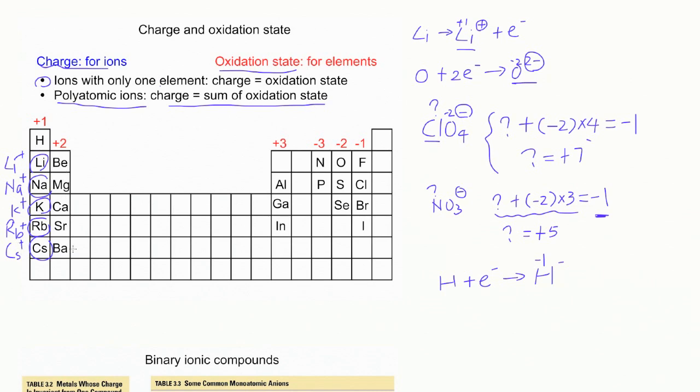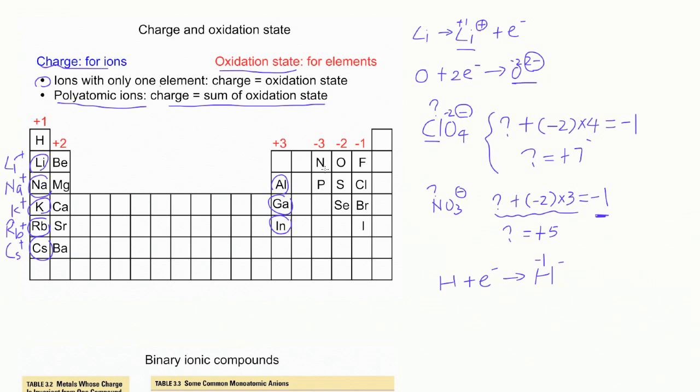For beryllium to barium, those 5 elements, in most chemical reactions they always lose 2 electrons to get the 2 positively charged ion. So therefore, the oxidation state for those 5 elements is always positive 2. Aluminum, gallium, and indium, those are 3 elements. Usually they lose 3 electrons to get the 3 positive charge. So the oxidation state for those elements is usually positive 3.